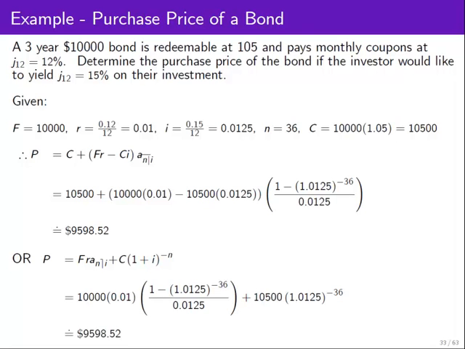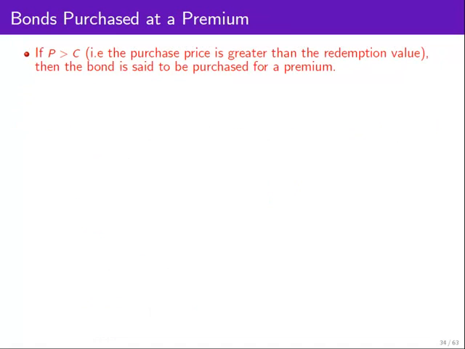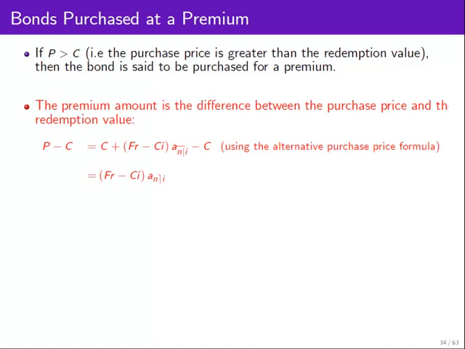the same purchase price. When you purchase a bond, if the purchase price of the bond is greater than the redemption value of the bond, then the bond is said to be purchased at a premium. The premium amount then is just the difference between the purchase price and the redemption value. If we use the alternative purchase price formula, that means that we can calculate the premium amount by evaluating Fr, the coupon payments, minus Ci times the discount factor for n payments at yield rate i.